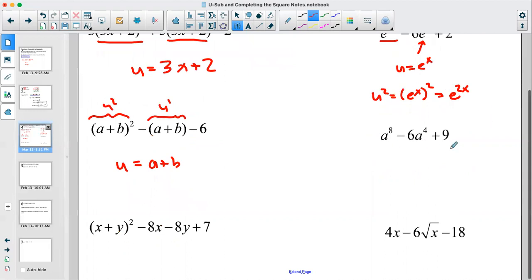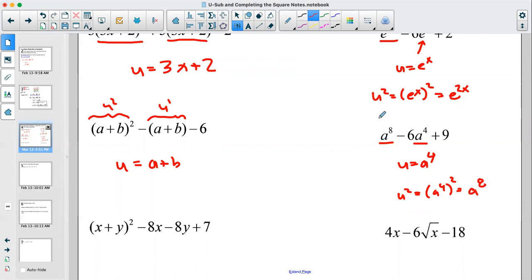For this one, again, maybe you're not sure at first, but you say, let me just pick the thing in the middle and see if it works. If you pick the thing in the middle and it didn't work, then you pick something else. It's not the end of the world. You can pick the wrong thing first and just check and make sure it works. u is a to the fourth. That means u squared is a to the fourth squared. And again, when I raise a power to a power, I multiply those powers. I get a to the eighth, which is indeed the thing right here. So this would be u squared minus 6u plus 9. 9, not 4.